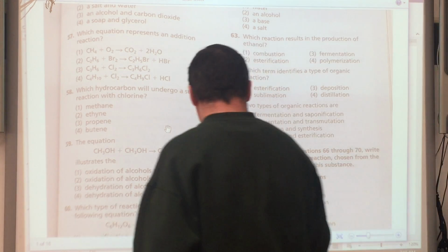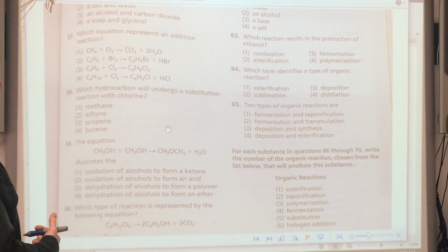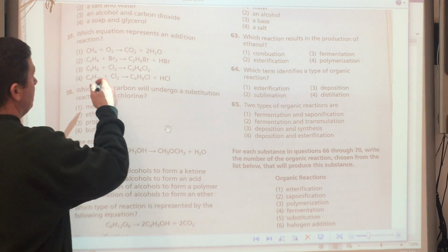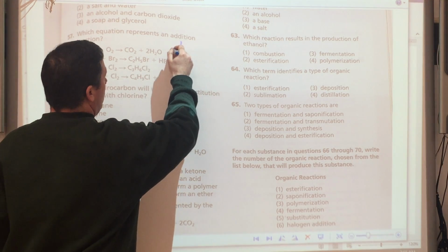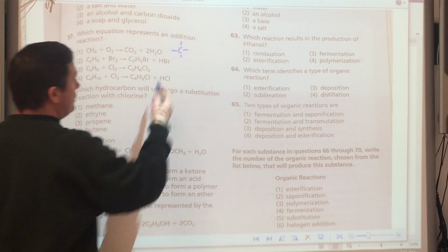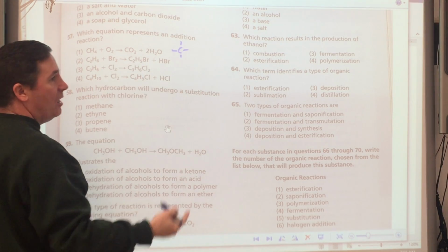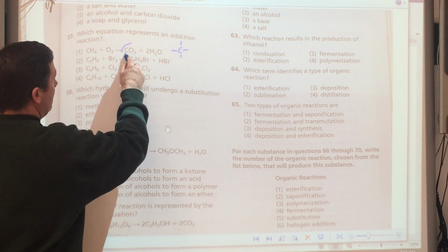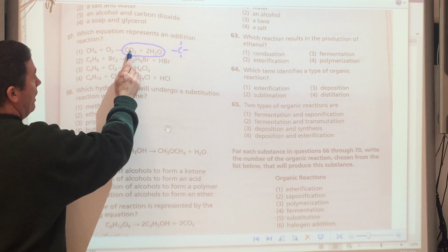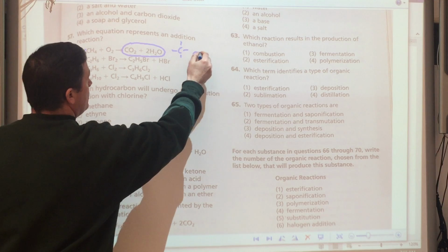$57. How about an addition reaction? So in this case, I've got to do the same thing. You could look up each one of these. I know that methane is CH4, so since it's saturated, it can't be an addition. It could be a substitution. But then I'm looking at the end products. Look, I've got carbon dioxide and water here. That's a combustion reaction. This one's combustion.